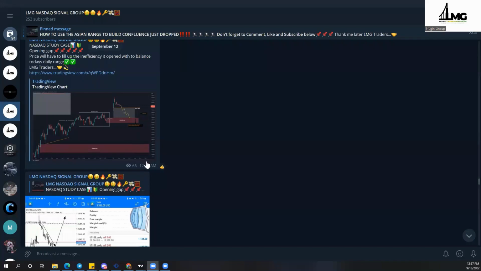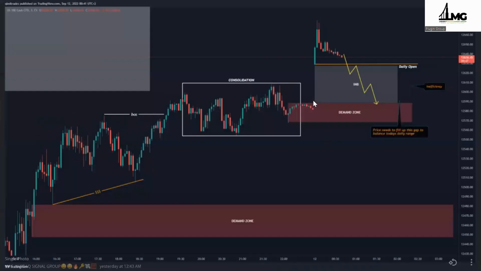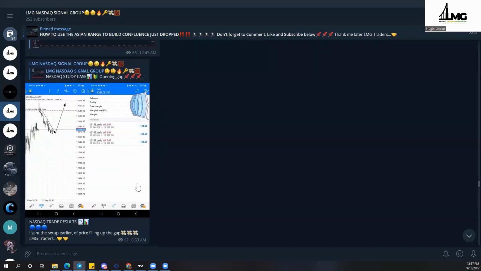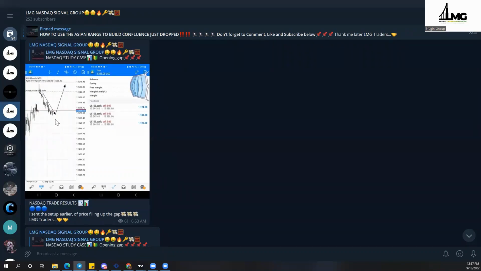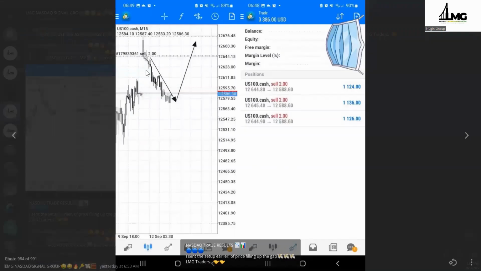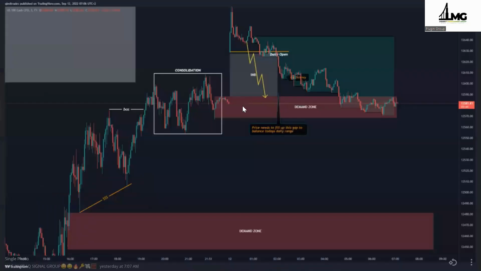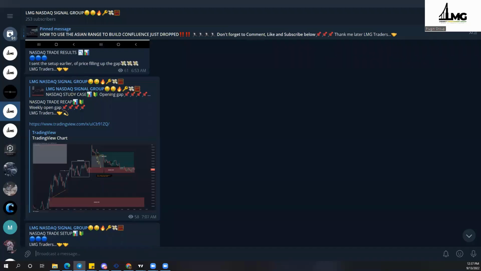Early in the morning at 12 when the market opened, we had this massive gap to the upside that was formed. I was like, price obviously needs to fill this to balance yesterday's daily range. After that, I woke up in the morning around 6, and price had filled this imbalance, the gap that was formed, and we were like 3k in profits, which was amazing. Price came to this block right here, and from here I was now looking at continuation to the upside.